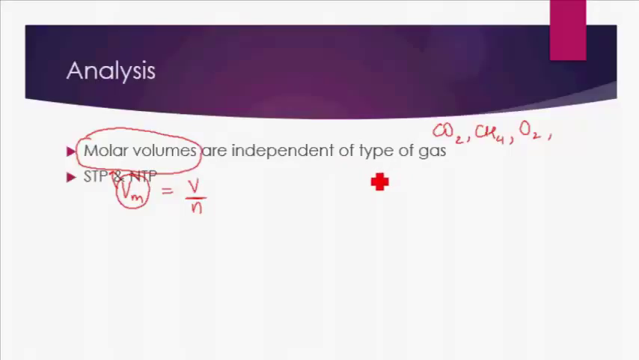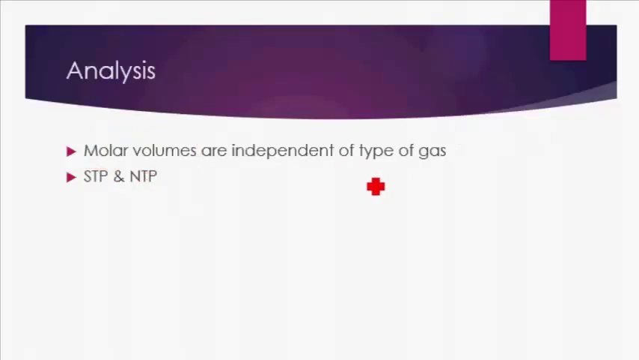The other important thing you must know is about STP and NTP. So if you remember, what are the conditions at STP and NTP? At STP, the condition is 273 Kelvin temperature, approximately, exactly it is 273.15, that is 0 degrees centigrade, and pressure is 1 bar.